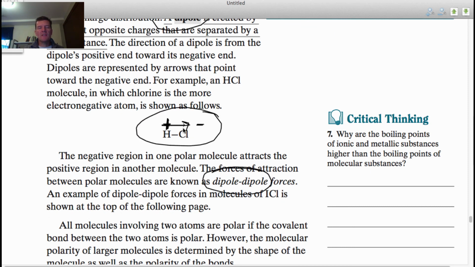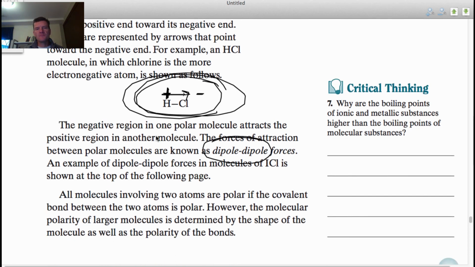Dipoles are when one side of the molecule is more negative because the electrons spend more time there. Okay? Because the pull is stronger on that side on the electrons. It doesn't mean the whole molecule is negative. It just means one side of the molecule is negative and the other side is positive. Okay?